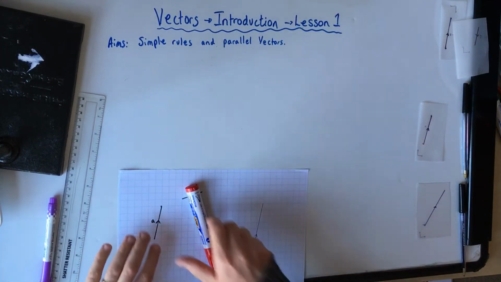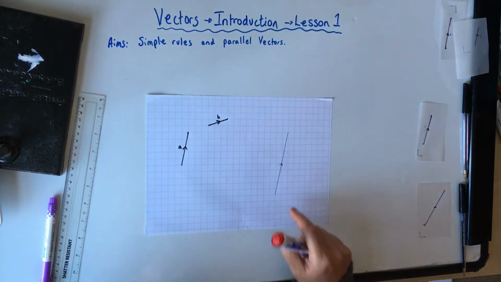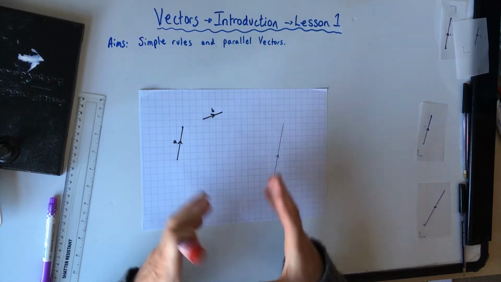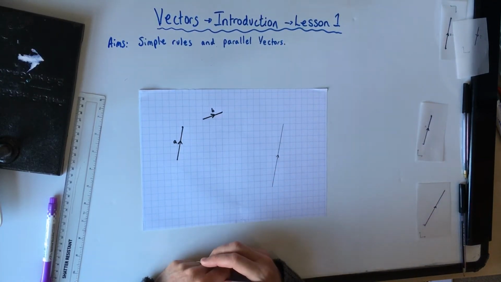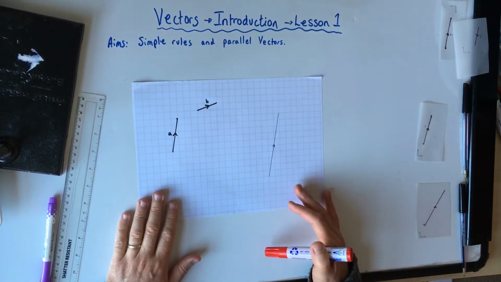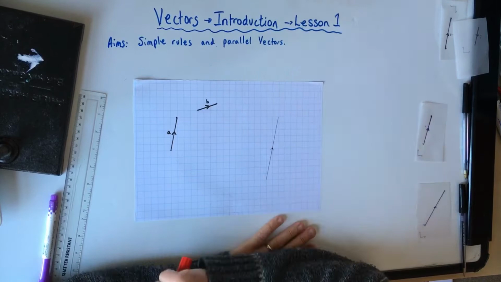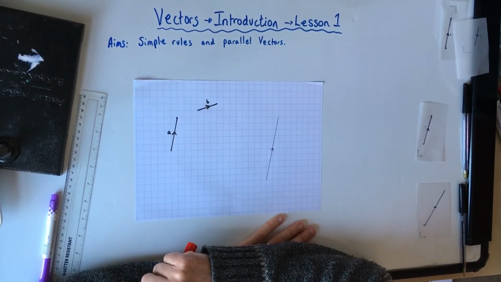And that's where we look at three-dimensional vectors at A level as well, and this is the sort of start of that. So let's have a look at some simple rules of vectors, and we'll look at some parallel vectors as well. It's just a very quick one.